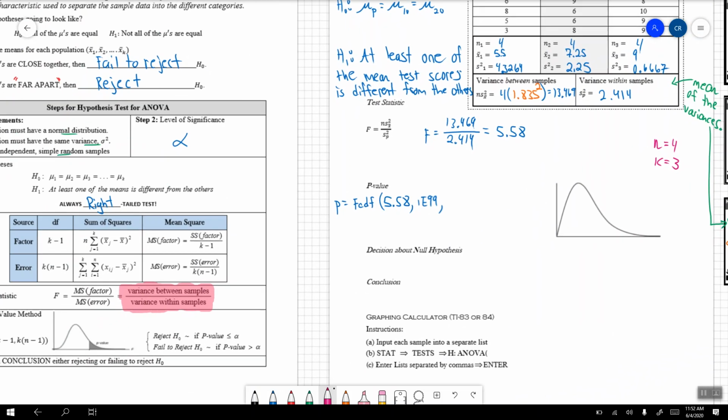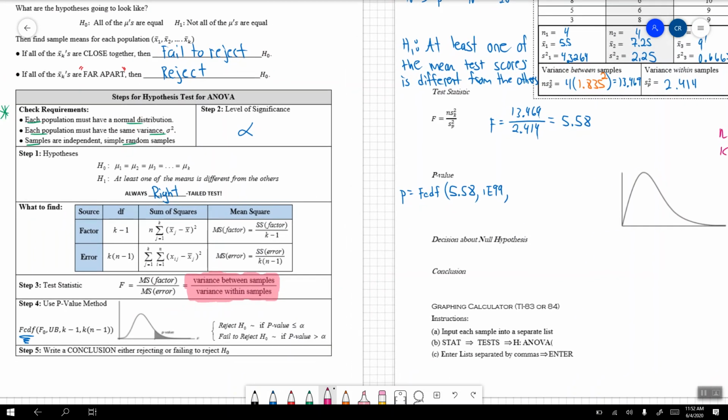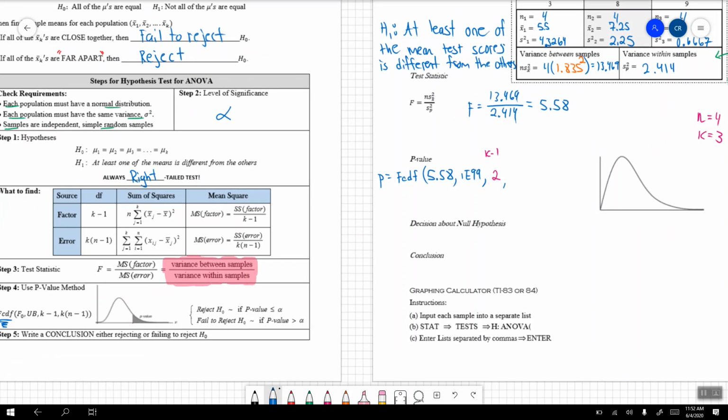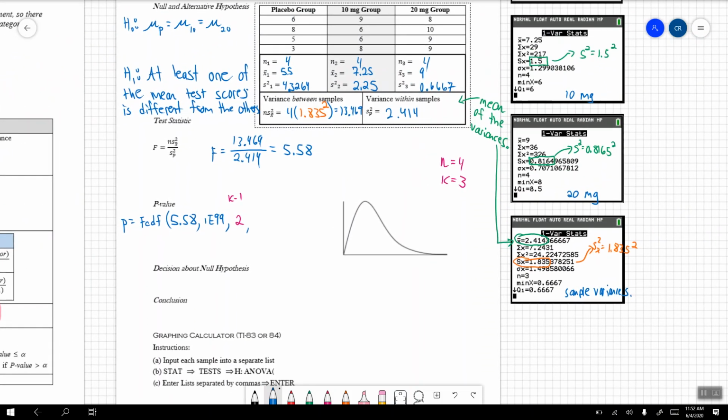So at this point, I need my k minus 1. So k minus 1 is going to be 2. And the next one is going to be k times n minus 1. K being 3, n being 4, so this is going to be 3 times 3, which is 9. There we are. And that was k times n minus 1.